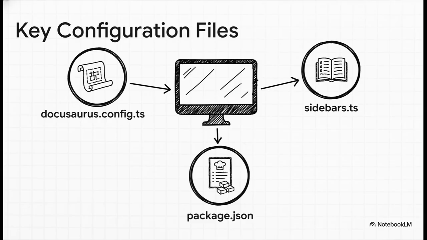So how does it all stay organized? Well, it comes down to three key files. The docusaurus.config.ts file, that's the main blueprint for the entire site. Then there's sidebars.ts, which is what takes those 20-plus chapters and magically turns them into a simple, clickable menu. And package.json, think of that as the recipe, managing all the ingredients and instructions needed to build the whole site from scratch.